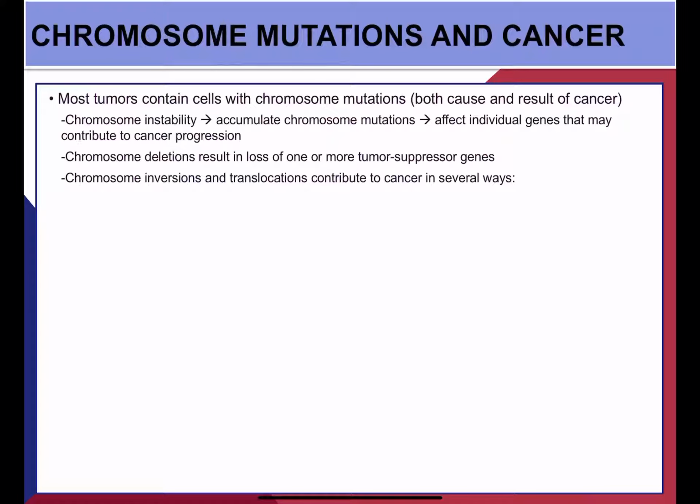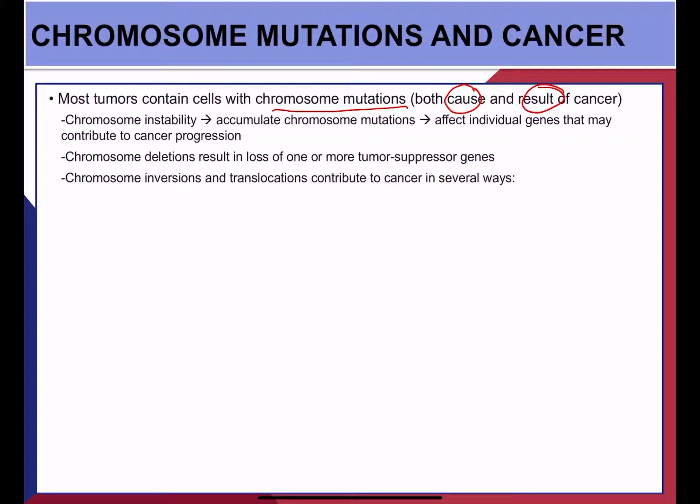Now, most tumors contain cells with chromosome mutation, okay? And they say that this is both a cause and a result of cancer, okay? Not just cause, nor is it just result. It's both a cause and a result of cancer, okay?